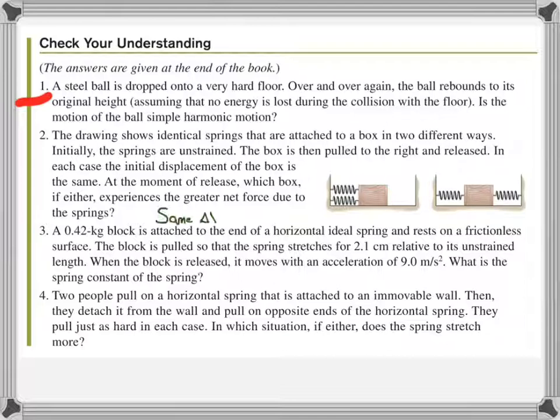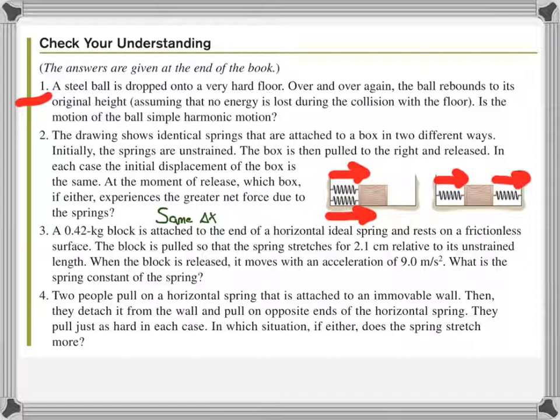Well, both boxes are going to have the same displacement to the right, which is going to cause them to be almost equally displaced to the left. And what really happens is the box is actually going to experience the same net force. If we look at the box to the right, imagine it bounces back to the left. When it does, both springs are going to experience the same displacement as when you stretched it out. So they're going to push with the same amount of force.